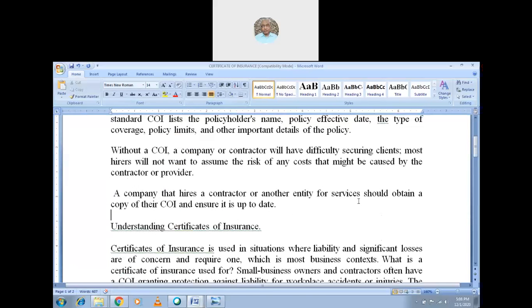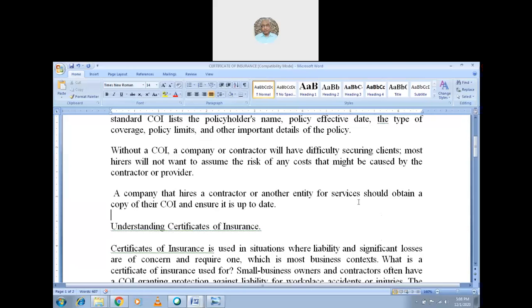A company that hires a contractor or another assigned entity for a service should obtain a copy of the COI and ensure it is up to date. The terms and conditions should be specifically mentioned: what will be covered, what will not be covered, including the nominee. Yes. Understanding the certificate of insurance.